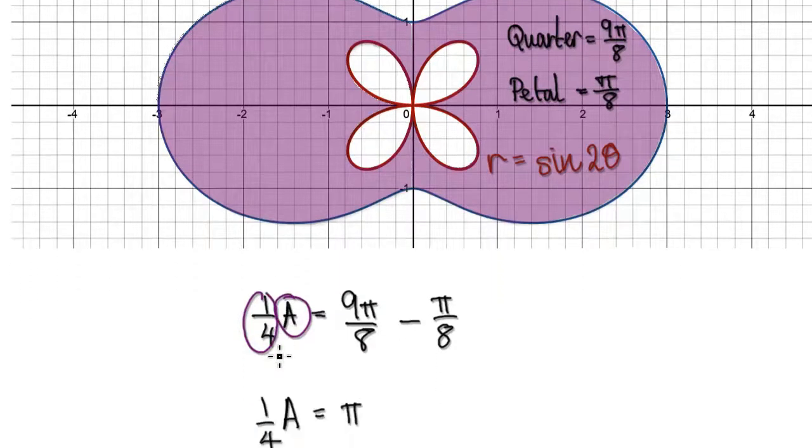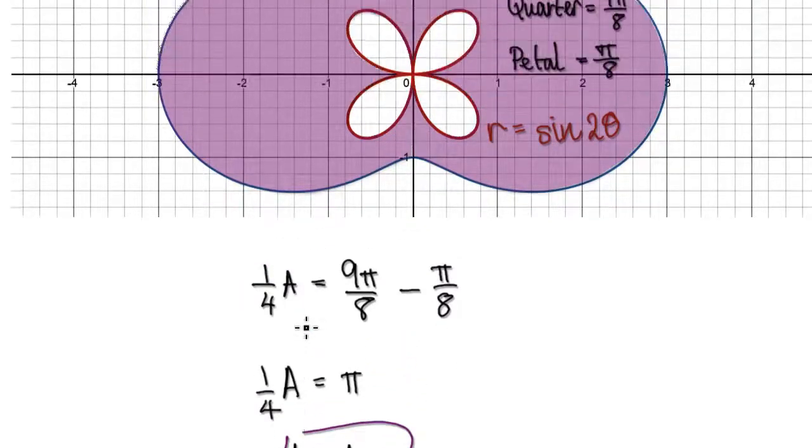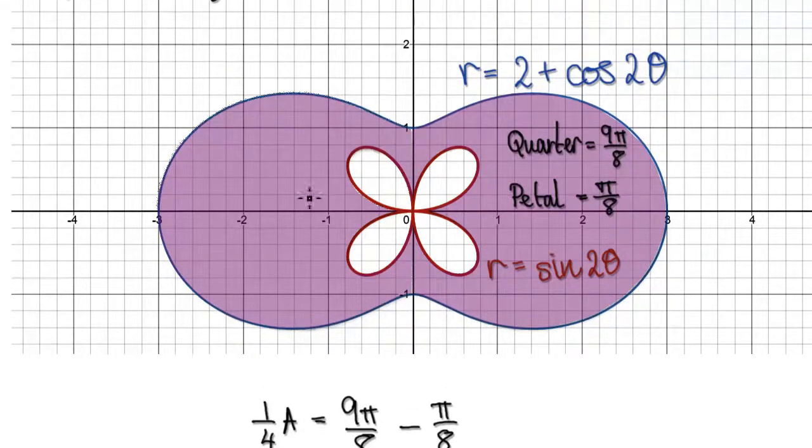Okay, so times it by 4, and then our whole area is given by 4 pi. So this whole purple area here is 4 pi.